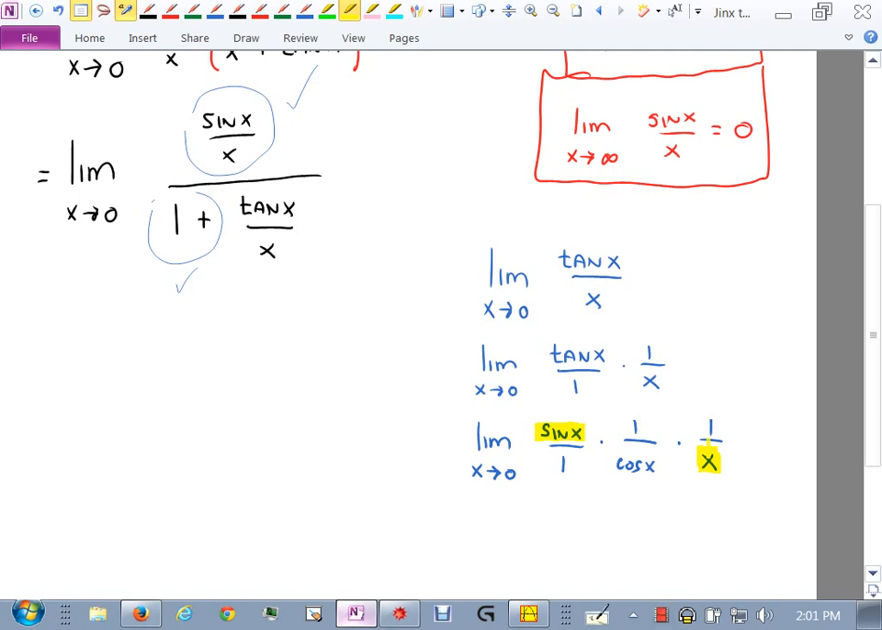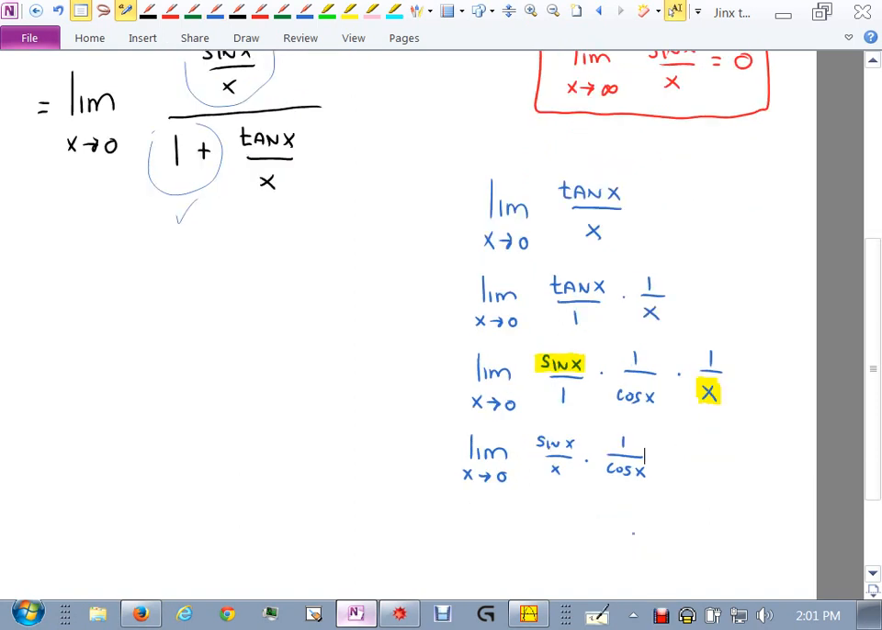That's just sine x over x, right? And then on the side I got 1 over cosine? What is sine x over x going to be? That's going to be 1, times 1 over cosine x.